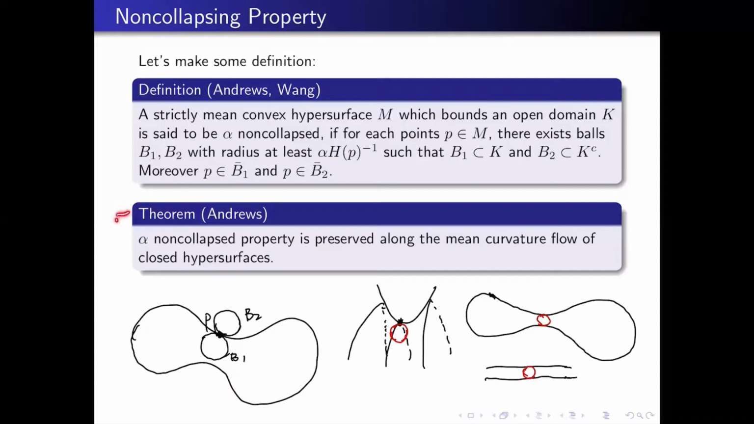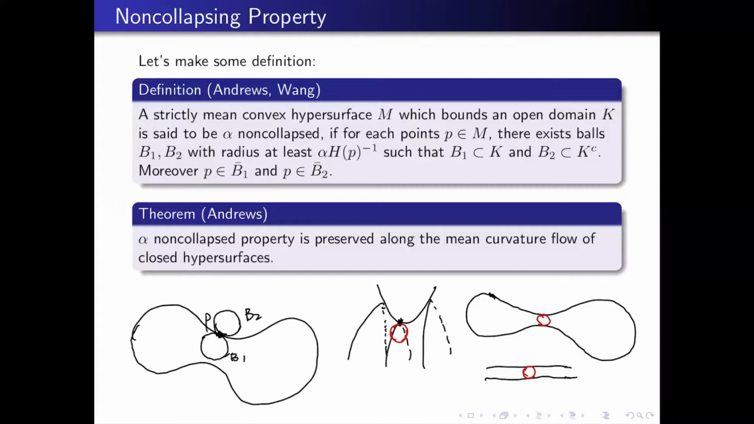Then this theorem tells us that this property actually doesn't fail, which means that if we start with a strictly mean convex smooth hypersurface, then by smoothness, there must exist some small alpha such that the initial hypersurface is alpha non-collapsed. And then by this theorem, we would always have the alpha non-collapsed property along this flow until the singularity. So this is quite remarkable.